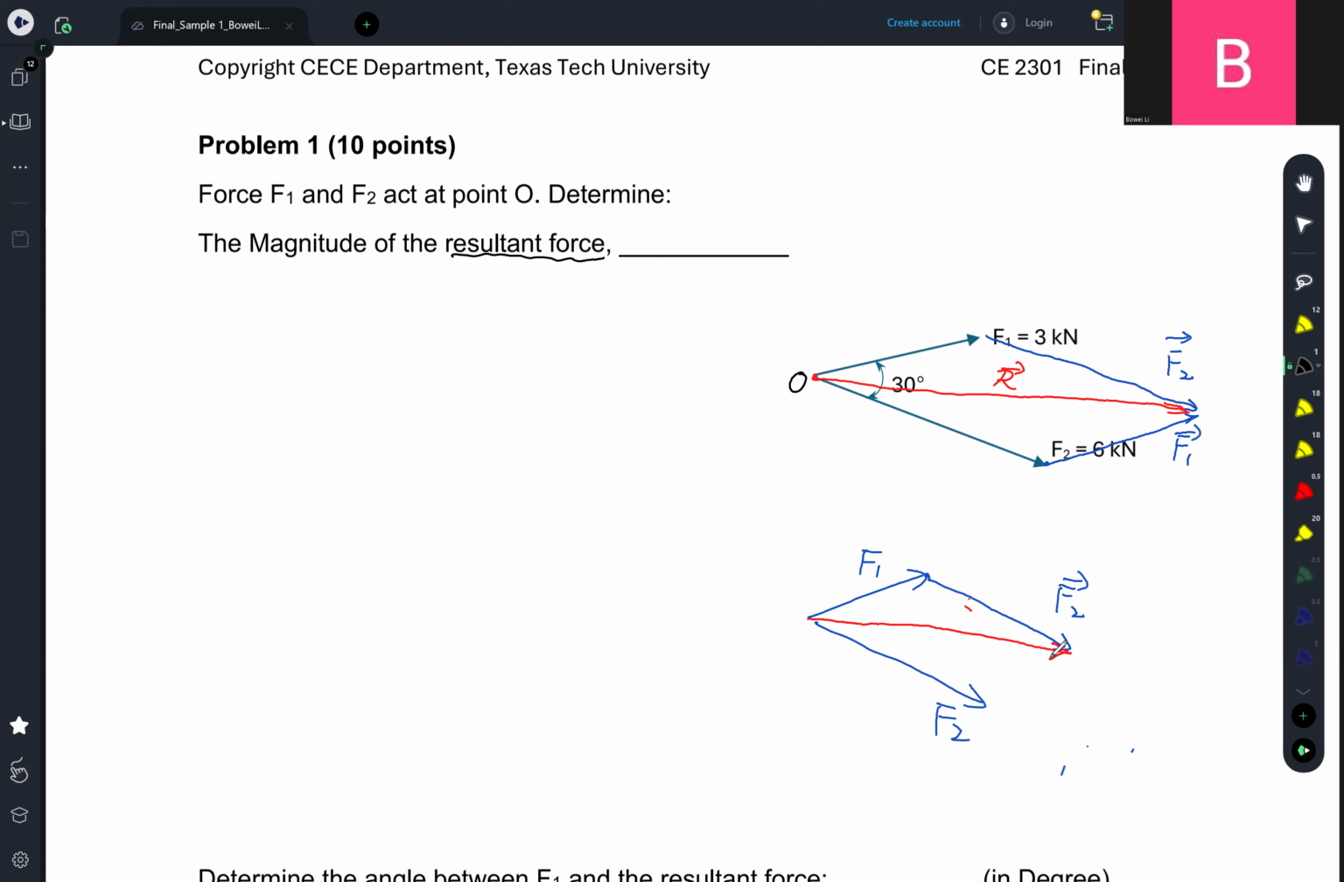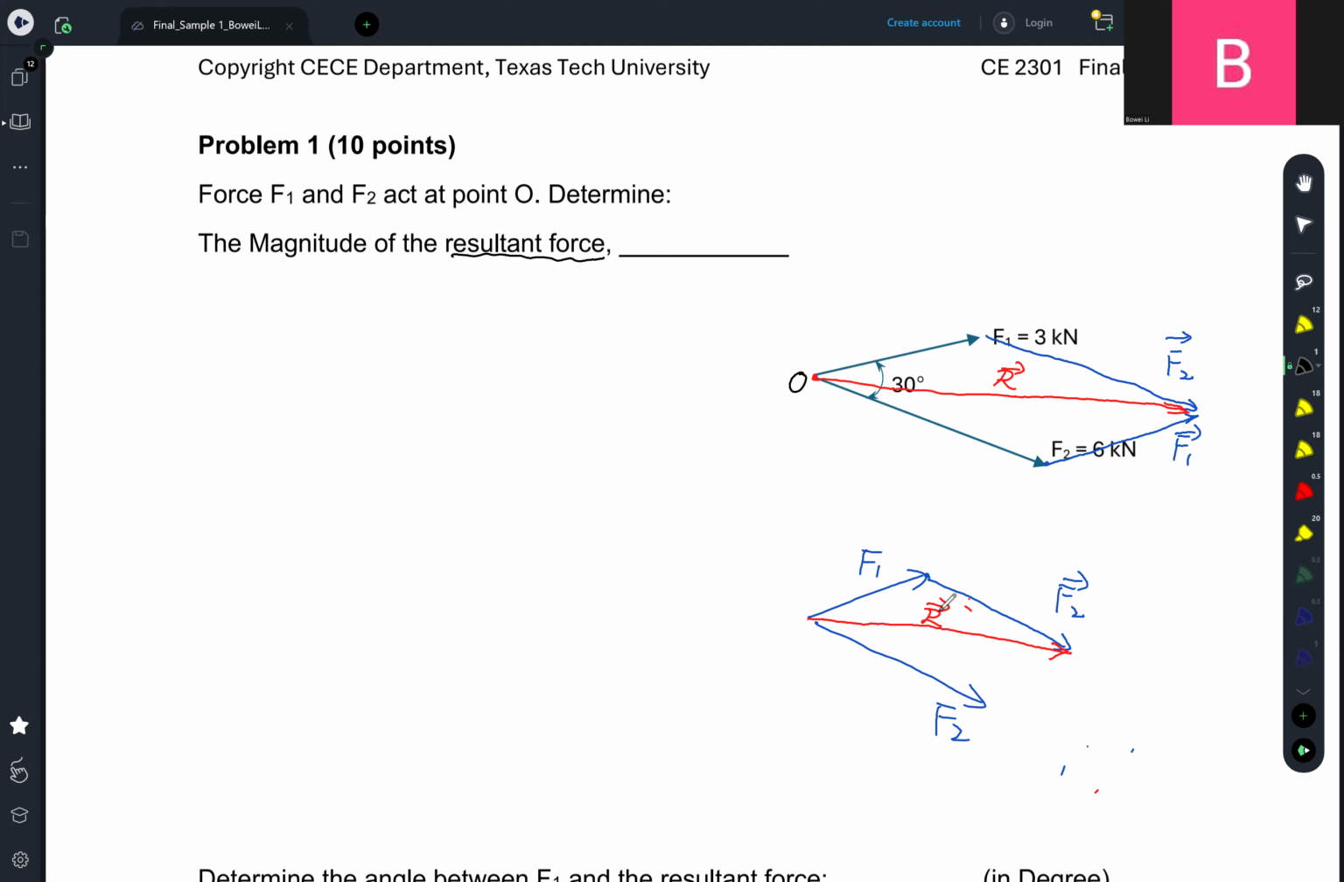So if you compare the triangle beneath here and the triangle above, you are going to see that they are completely the same. Essentially, the parallelogram rule and triangle law are completely the same. As long as you are familiar with one of them, it is completely fine.